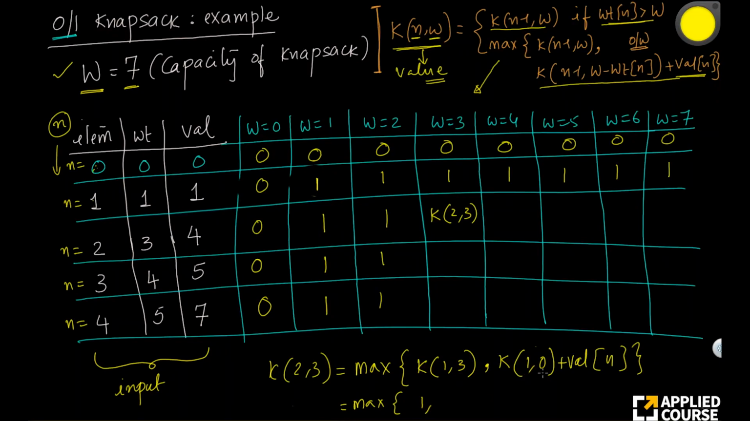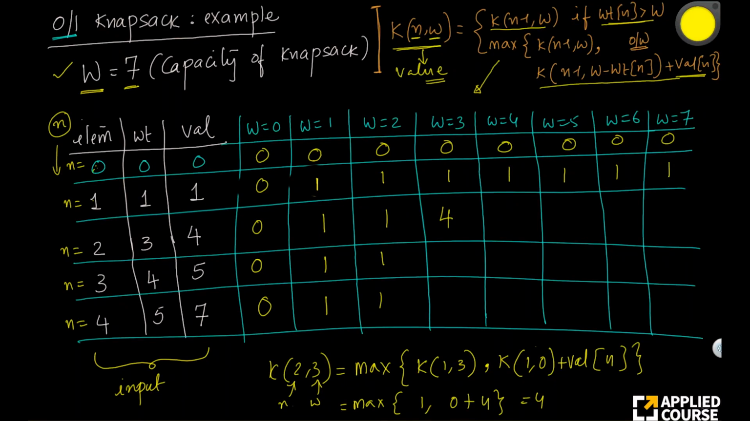What about K10? n equals 1 and weight equals 0, which is equal to 0. So this is equal to 0 plus the value of the nth item. What is n now? Remember, this is your n and this is your W. What is the value of n? It is nothing but the value of 2, which is equal to 4. Now, what is the max between both of them? 4. So you basically fill 4 here.